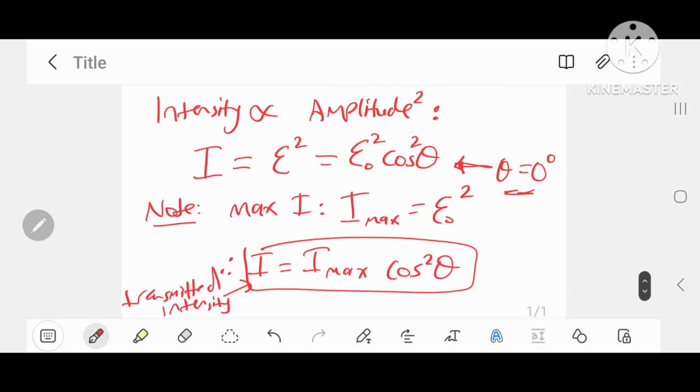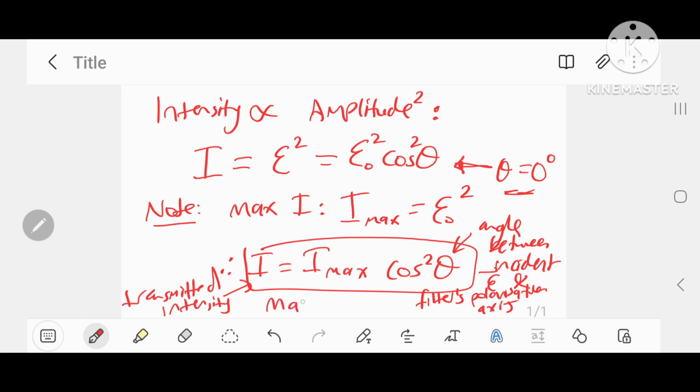I sub max is the maximum transmitted intensity, and theta is the angle between the incident electric field, right, E sub naught, and the filter's polarization axis. This is also known as Malus's law. This is on the HSC formula sheet. Malus's law, discovered by Malus in 1808.